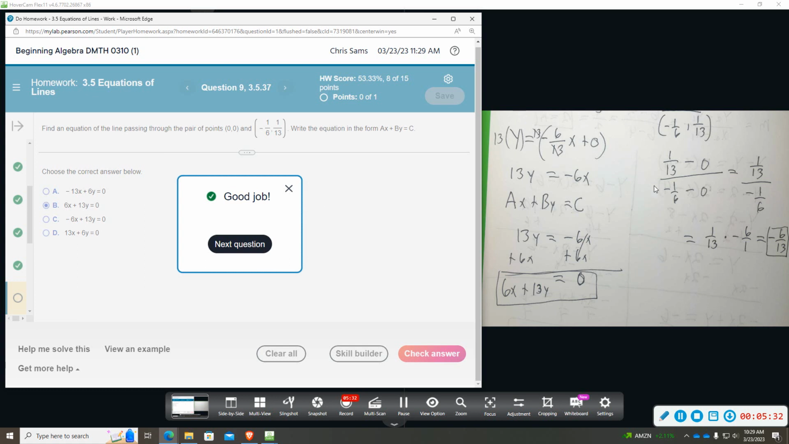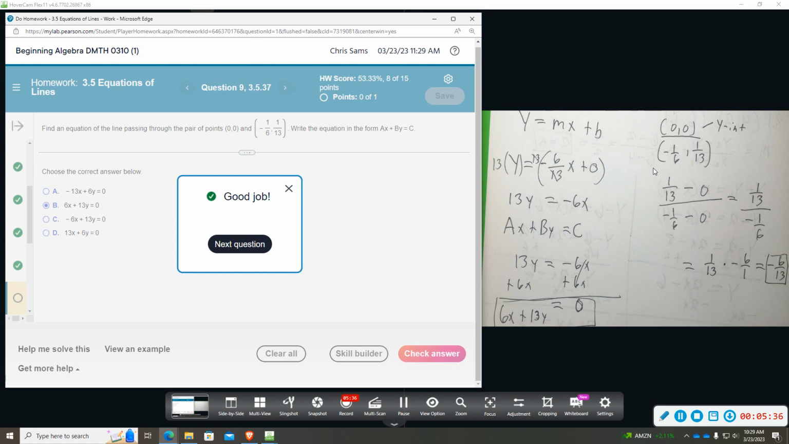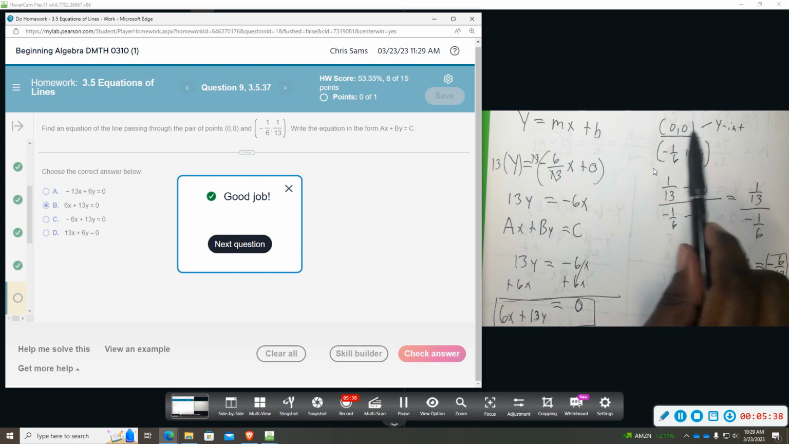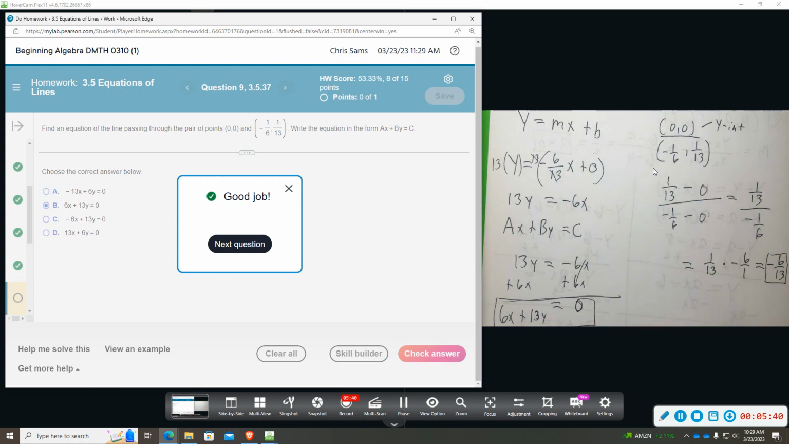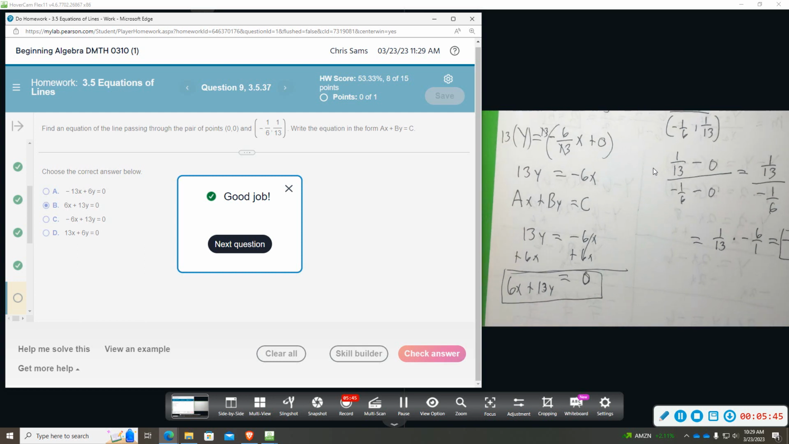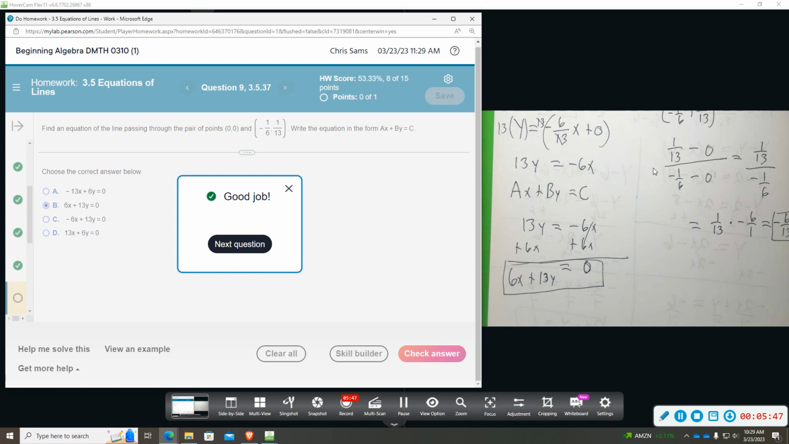So just note, the only other thing you could do differently is plug this into point slope form if you didn't notice that was a y-intercept, and just do it like we did the previous problems. But if you notice the y-intercept, you can save a little bit of work. So it's always nice to work smarter and not harder.